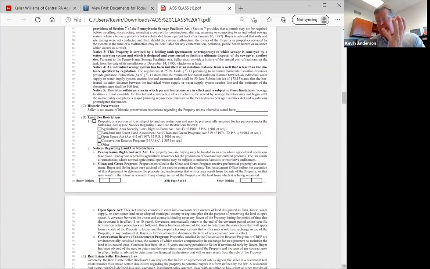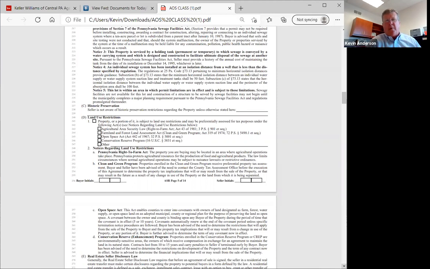Historical preservation: is the house under any historical preservation restrictions? Disclose it. And then your land use restrictions, same thing. Agricultural area security law, portion of it in preferential assessed for tax purposes under the following acts.